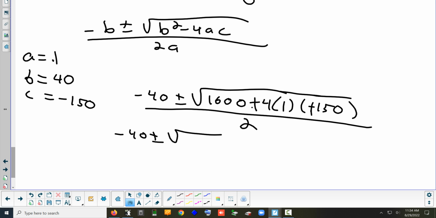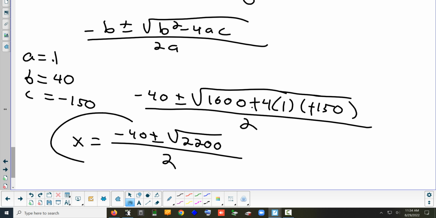And what's 150 times, wait, is that negative or positive? It's positive now, because it's going to cancel with that other negative. What's 150 times 4? Yep, 600. So 600 plus 1600. I did that right. It should be 2200. And there are your answers.